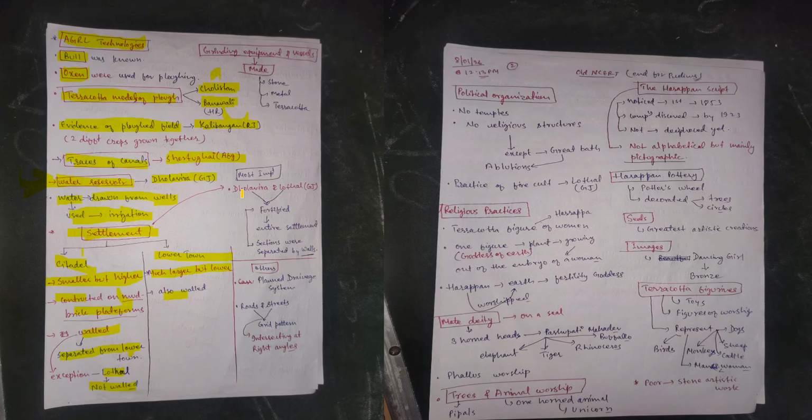Now, the lower town was also walled. So, most important was Dholavira. The settlement in Dholavira and Lothal has been fortified. Evidence suggests that the entire settlement of Dholavira and Lothal was fortified. However, the sections were separated by walls. The lower town and the citadel were separated by walls.